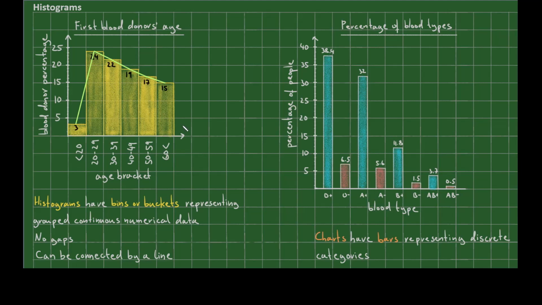In summary, while histograms and bar charts may appear similar, at least at the first glance, they are not the same thing. Bar charts are used for representing discrete categories or discrete numerical data, whereas histograms can be used to represent grouped continuous numerical data.